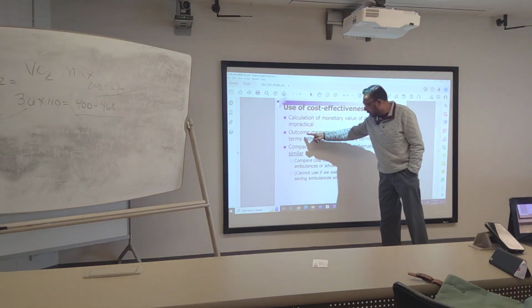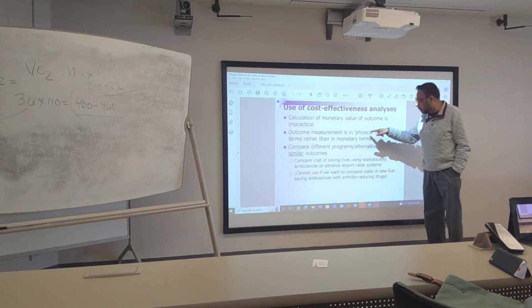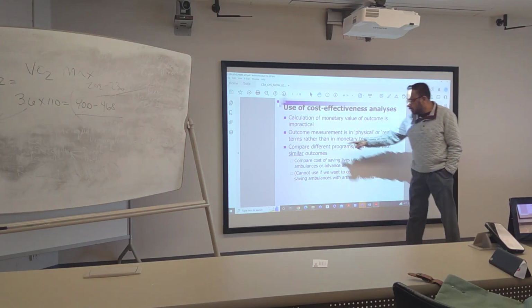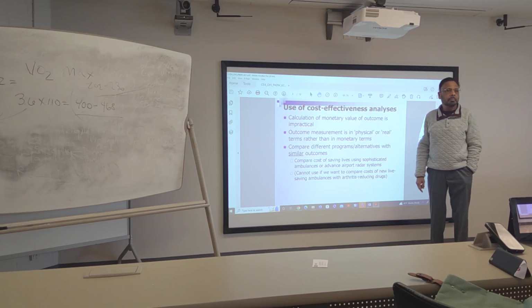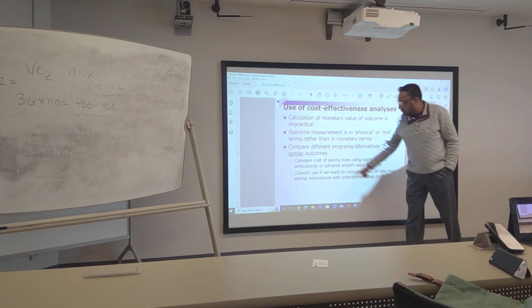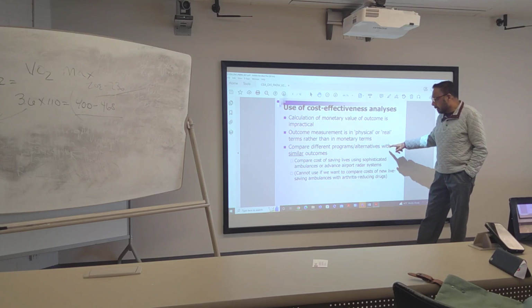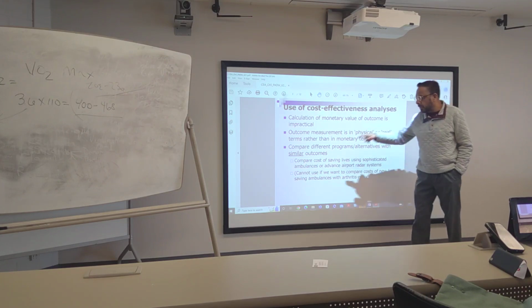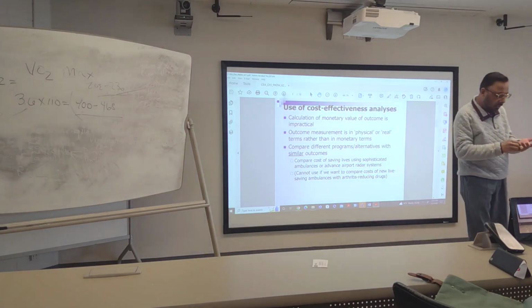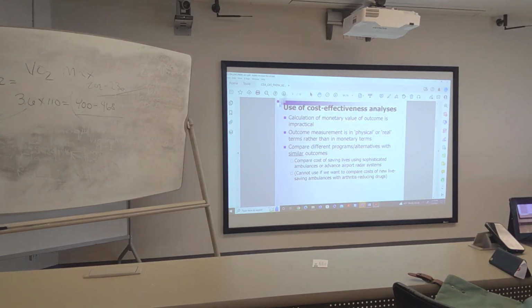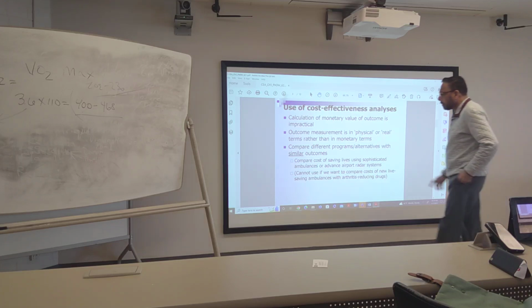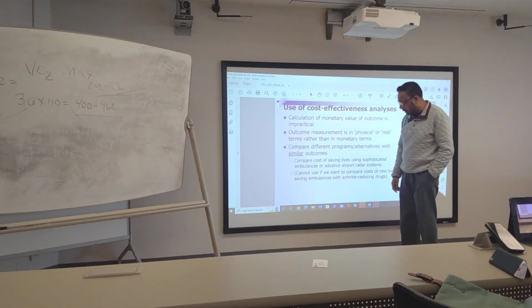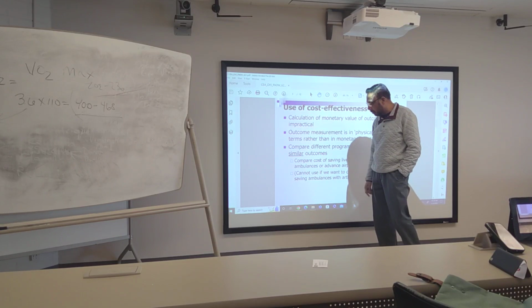Here's a bullet. The outcome is measured in its physical or real terms rather than in monetary terms. So it can compare only alternatives which have the same outcome. That's why I mentioned insulin and oral agents, or different oral agents. They all have the same outcome, A1C, right? You can't compare outcomes which are in different units. That's the limitation of cost effectiveness analysis. That's why it can't tell whether something is worth it or not.